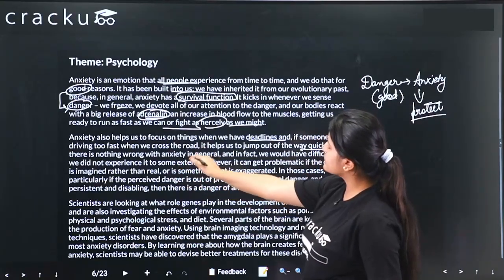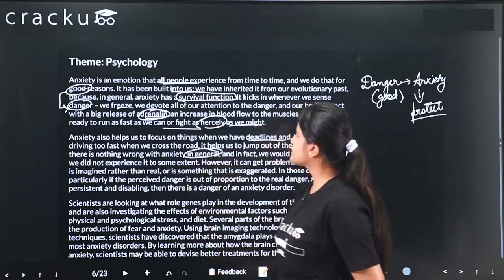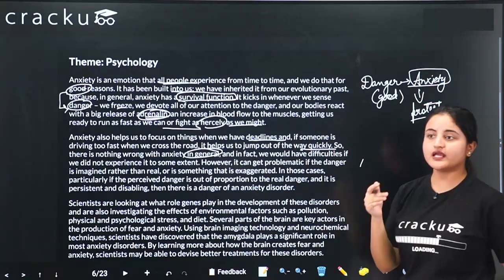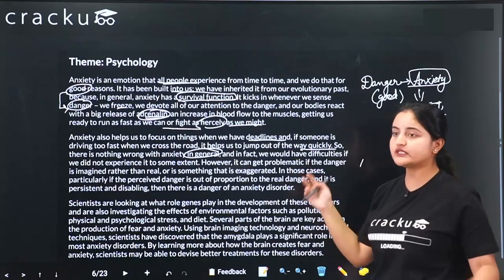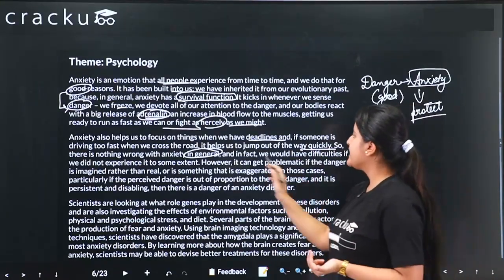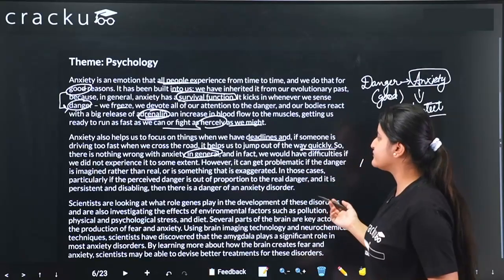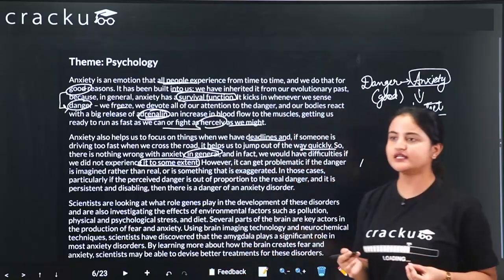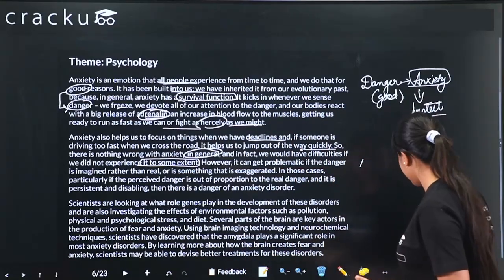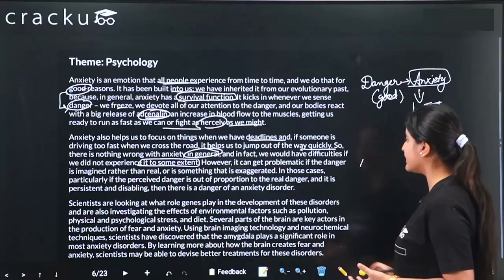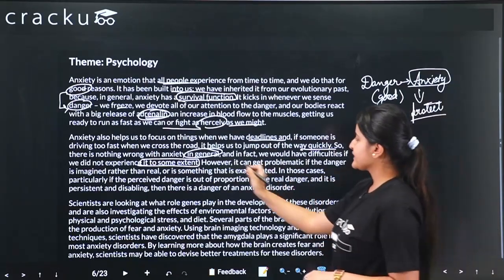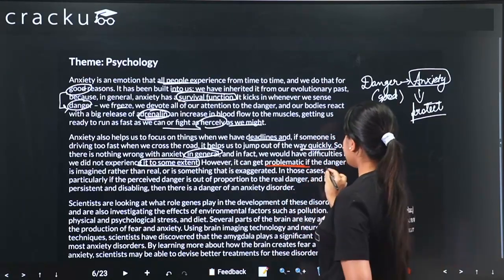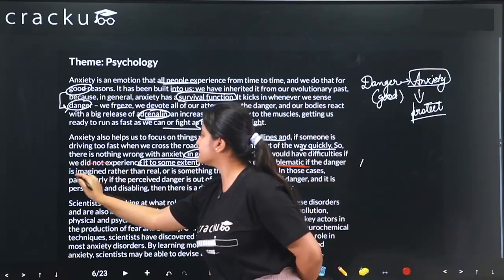So there is nothing wrong with anxiety in general. When we talk about anxiety, it's the function that we are talking of. It is to protect us. There's nothing wrong with the concept of anxiety in general. And in fact, we would have difficulties if we did not experience it to some extent. To experience anxiety to some extent is important, because we will face difficulties if we do not experience it at all. However, it can get problematic. Now begins the problem, if the danger is imagined rather than real.